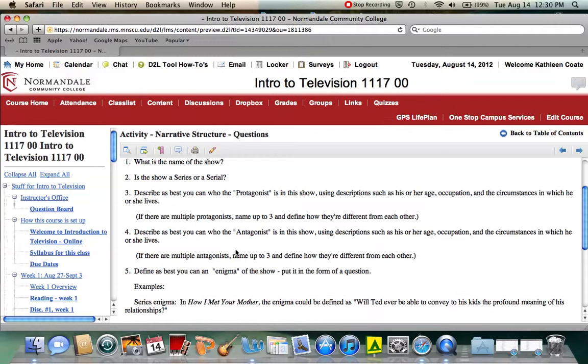4, describe as best you can who the antagonist is in the show, using descriptions such as, again, age, occupation, and circumstances. So make sure you're looking up the definition between protagonist and antagonist, and you can say who they are. And again, if there are multiple antagonists, name up to 3 and define how they're different from each other.